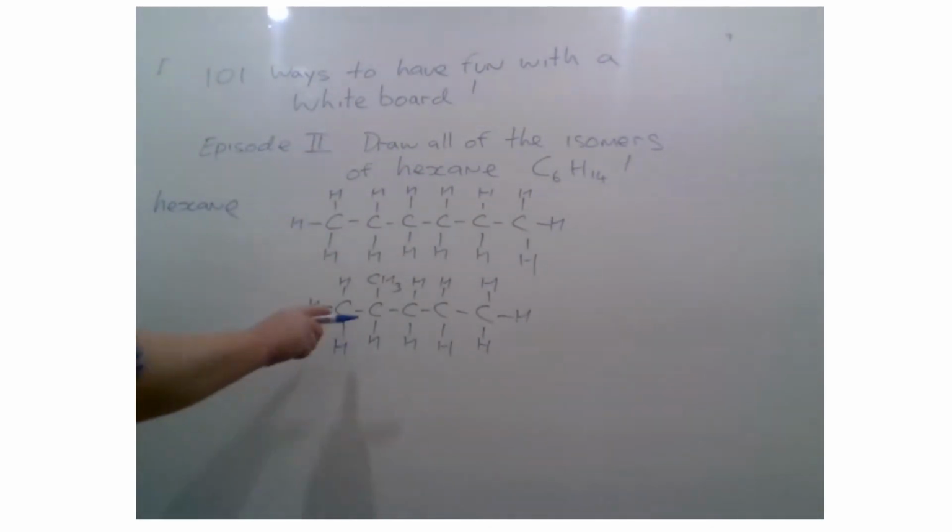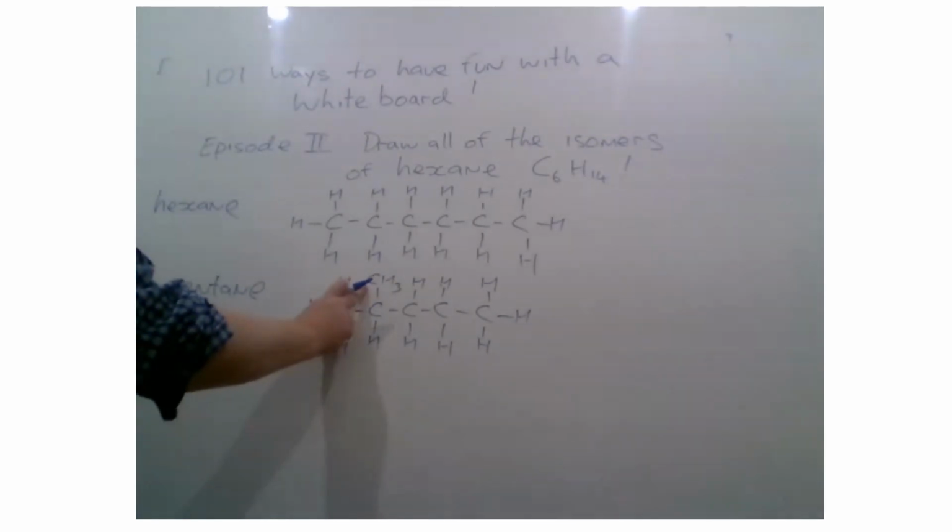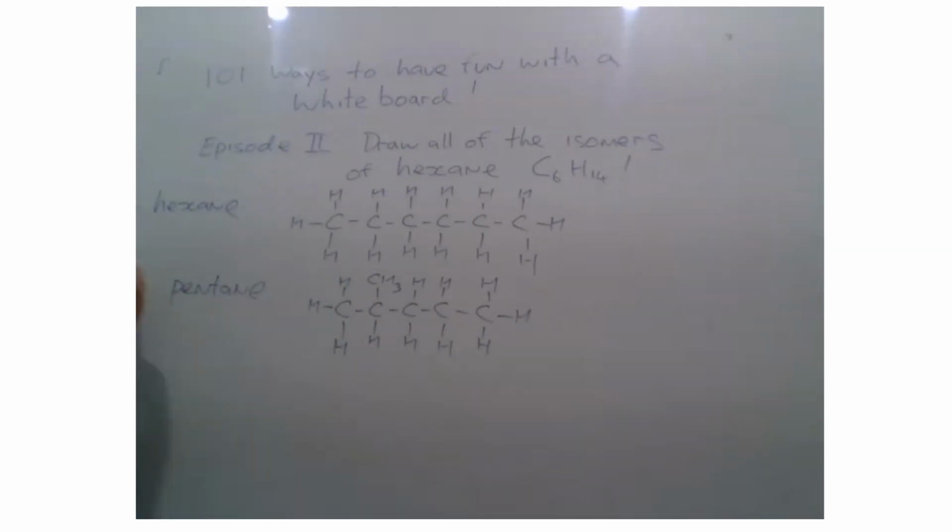Let's name it. So 1, 2, 3, 4, 5 carbons in the longest chain. It is indeed a pentane. Remember, the ANE denotes that it is an alkane, but we have to say where the alkyl group is now. So we write 2-methyl pentane. Hopefully that's in shot.